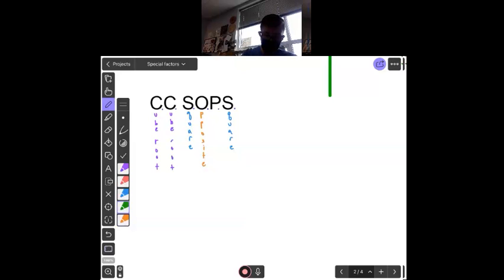And the P stands for product. You guys heard me talking about multiplying two things a second ago, right? So CC SOPS: cube root, square, opposite, product, square. Okay.